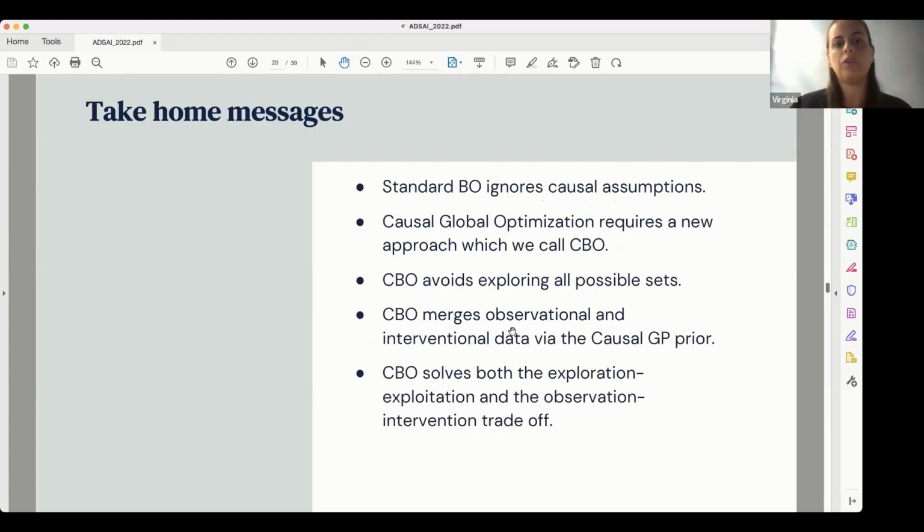I'm going to try to summarize it for you. So standard Bayesian optimization ignores causal assumptions. And so in order to find the optimal intervention in a causal graph, we need to solve a causal global optimization problem, which can be solved with causal Bayesian optimization. Causal Bayesian optimization avoids exploring all possible interventions in a causal graph. It constructs surrogate models using observational and interventional data, solving therefore the exploration-exploitation trade-off within a single function, but also the observation-intervention trade-off thanks to the epsilon greedy policy.